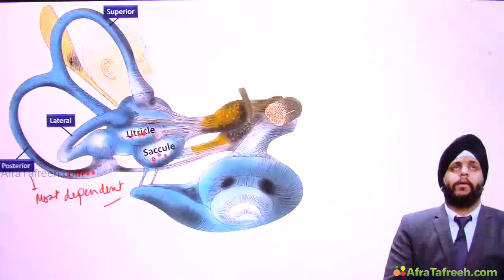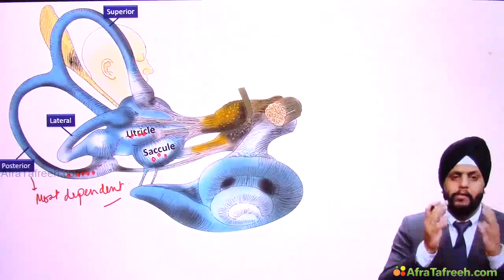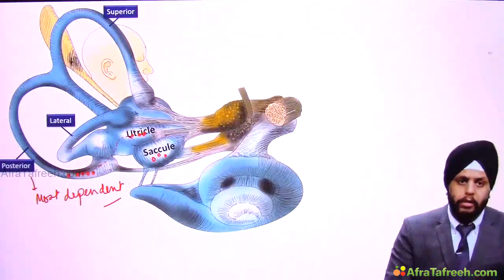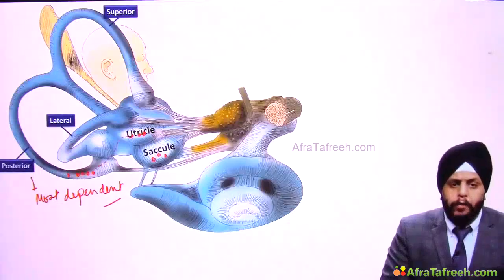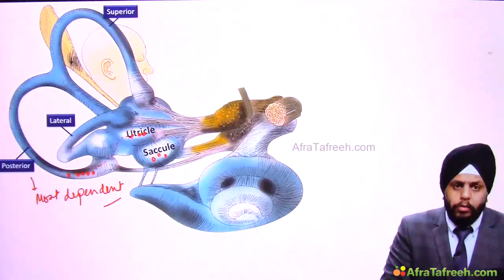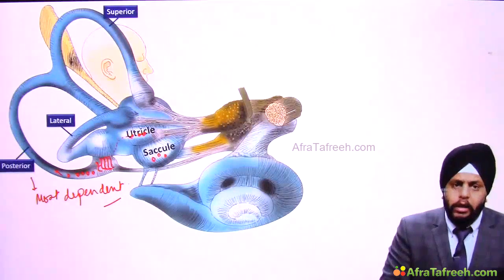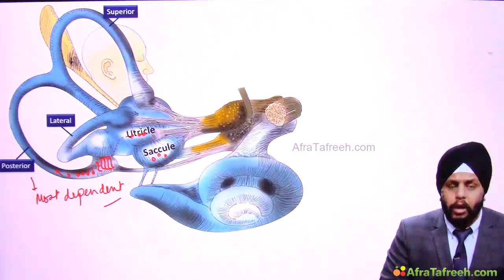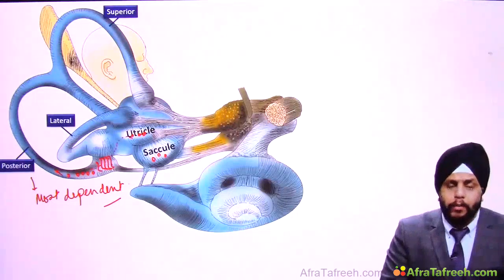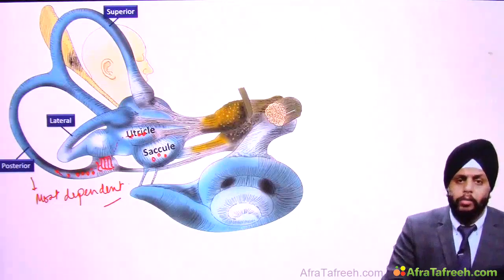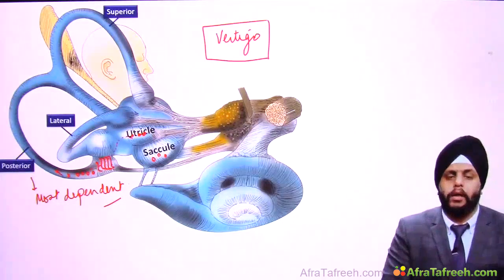Whenever the patient looks up or looks down, whenever there is a head movement, the fluid in the posterior semicircular canal will move. The movement of the fluid will lead to movement of these otoconia, and these otoconia will then stimulate the cupula ampullaris or crista ampullaris. The stimulation will be more than the normal movement, and that will lead to vertigo. So the patient will come and complain of vertigo.